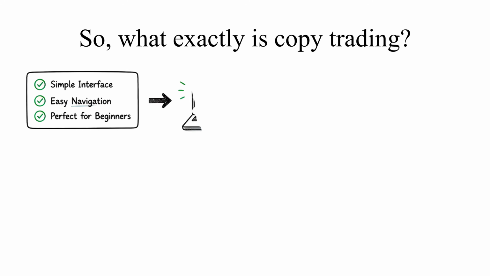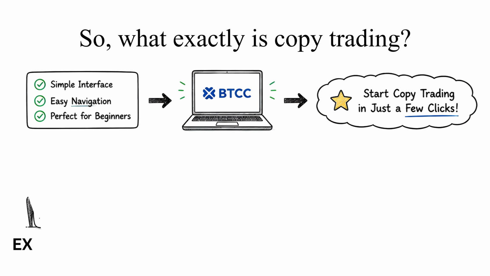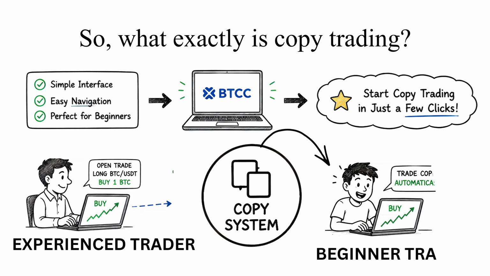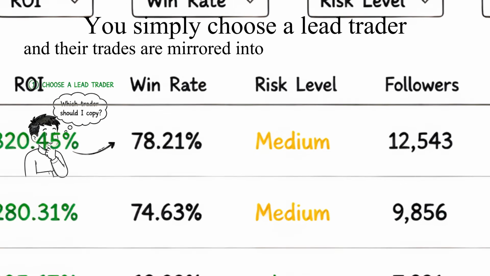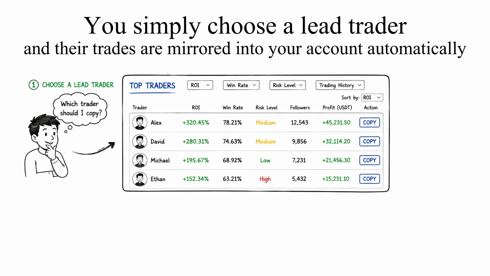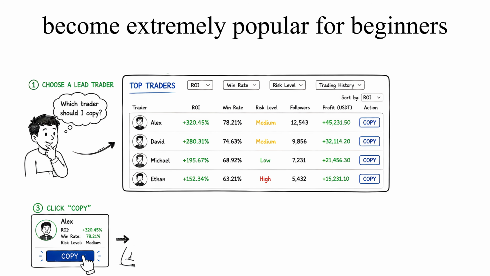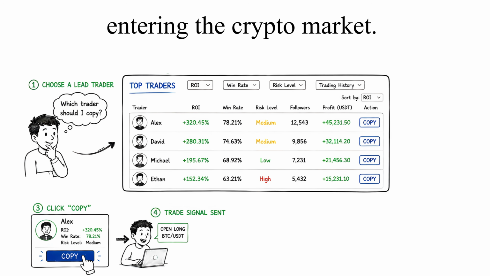So what exactly is copy trading? In simple terms, copy trading allows users to automatically copy the trades of experienced traders. Instead of spending hours analyzing charts, you simply choose a lead trader, and their trades are mirrored into your account automatically. This is one of the reasons copy trading has become extremely popular for beginners entering the crypto market.